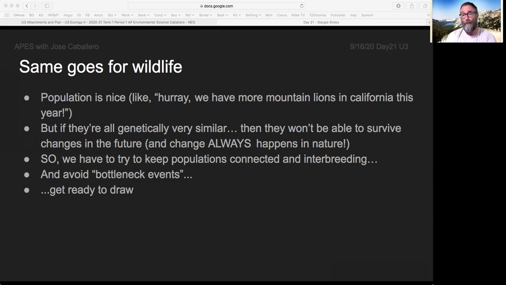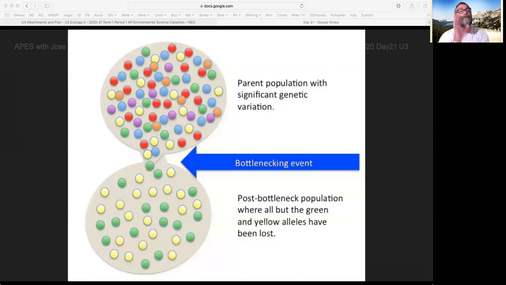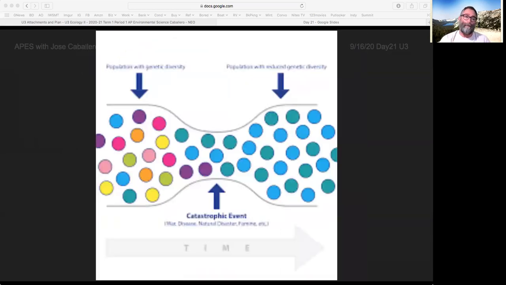Get ready to draw. I want to show you some pictures. I got a lot of pictures of the same thing. So here's one picture of a bottleneck. You can see that the parent population at the top had a whole bunch of genetic variation, and something happened that reduced the population. So after that event, you've lost a lot of the genes. You can see that the only genes left are green and yellow.